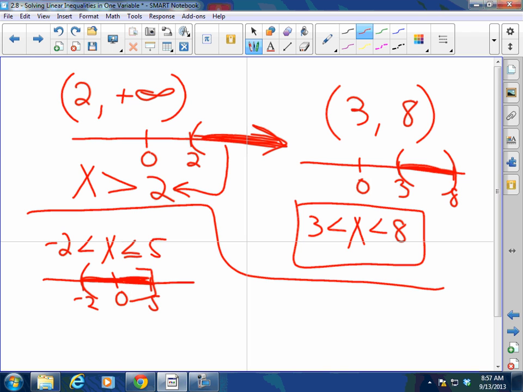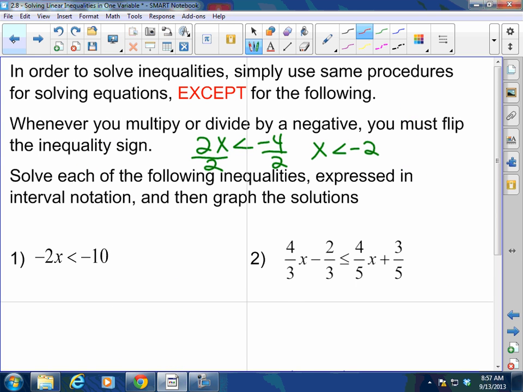X is between negative 2 and 5. Interval notation, it's pretty much written there for you. Negative 2 to 5 with a bracket. Talk to me, sir. Can we change the set builder notation to 4 and the Come again? Number 4? Number 4.